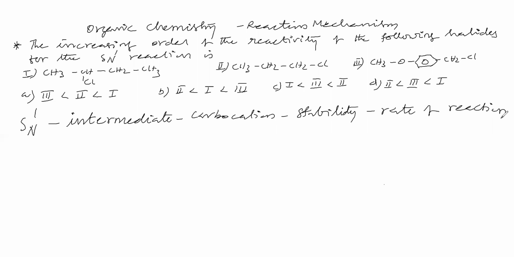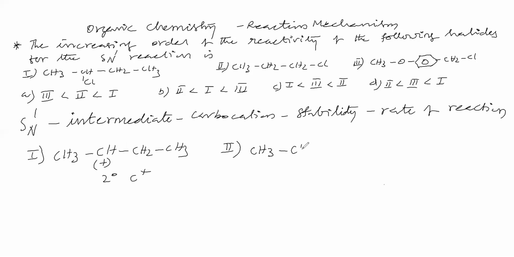Now we will see the carbocation stability. Let us convert the first compound into a carbocation. We get the secondary butyl carbocation. The second compound, converted into a carbocation, gives the n-propyl carbocation, which is a primary carbocation. The third compound, converted into a carbocation, gives the para-methoxybenzyl carbocation.